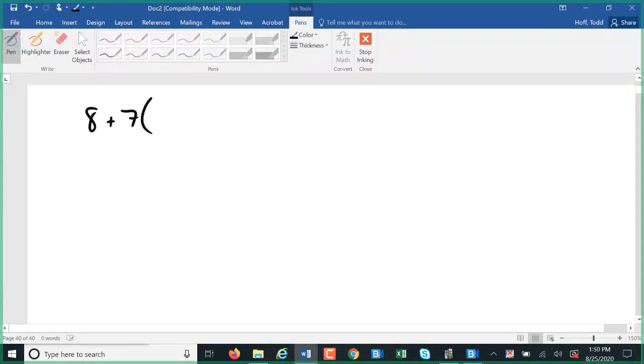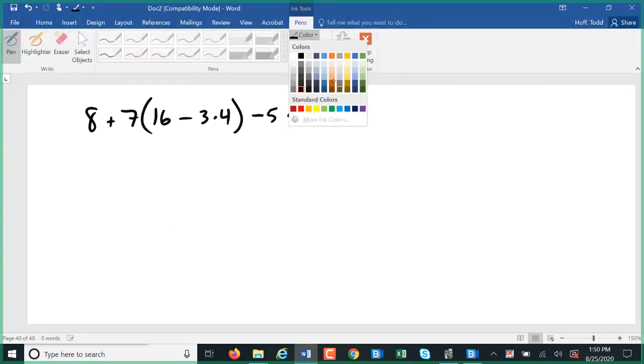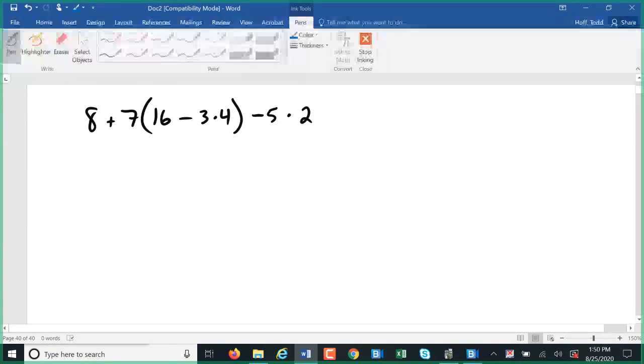Eight plus 7, parentheses, 16 minus 3 times 4, close parentheses, minus 5 times 2. So a little bit more complex, has a few more things in it.